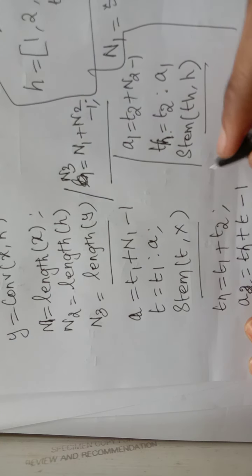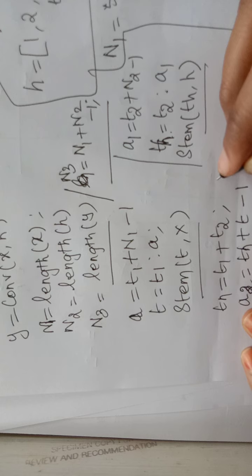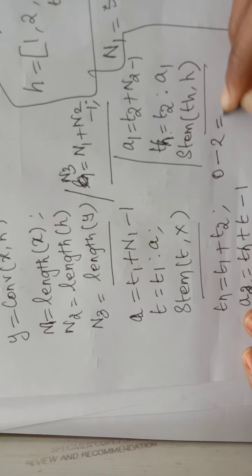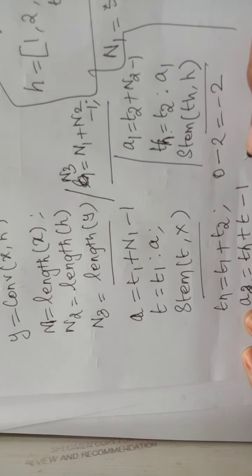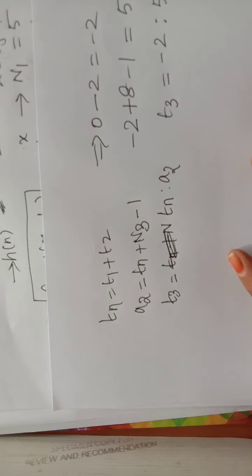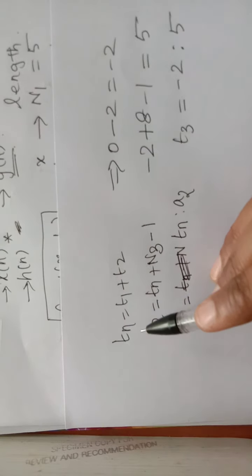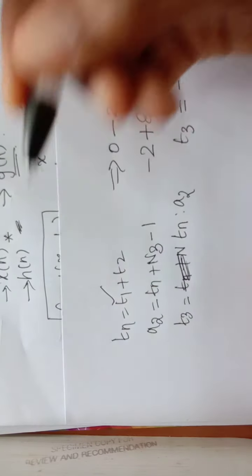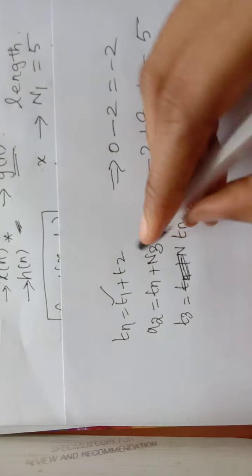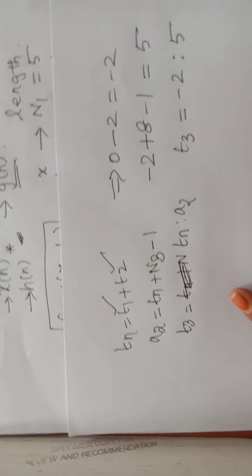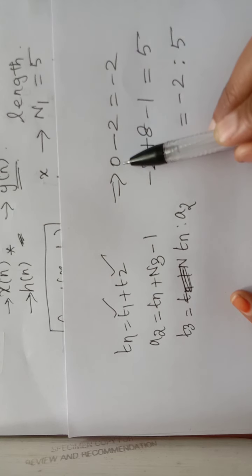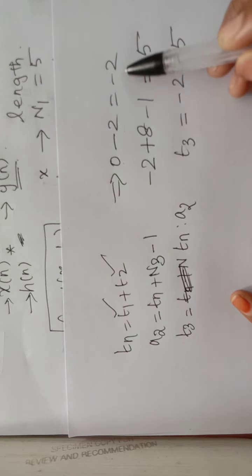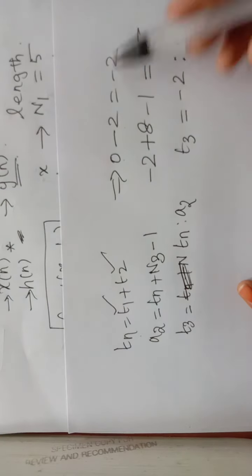What is t1 and t2? In this case we have used t1 is equal to 0 minus 2, it is minus 2, and th plus t minus 1. What is th in this case? Now we can see how to assign the index for this output y. We already know that t1 is the starting index of the first sequence, t2 is the starting index of the second sequence. When I use 0 minus 2, it is minus 2. Therefore tn value is minus 2.